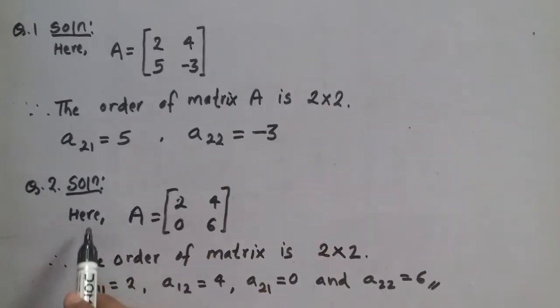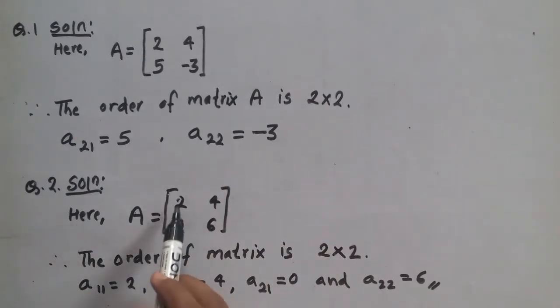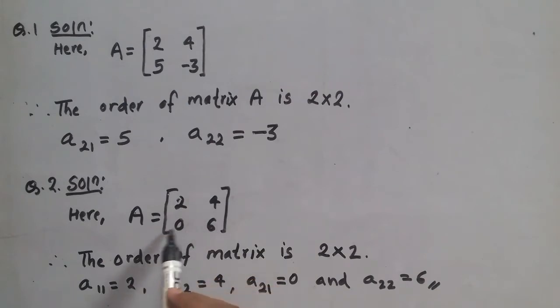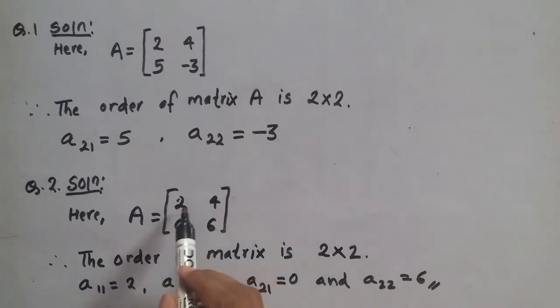In question number 2, this matrix A is given and here also there are 2 rows and 2 columns, so the order of matrix is 2 by 2. And the element A11 means the element of first row and first column. First row and first column is 2, first row and second column is 4, second row and first column is 0, and second row and second column is 6.